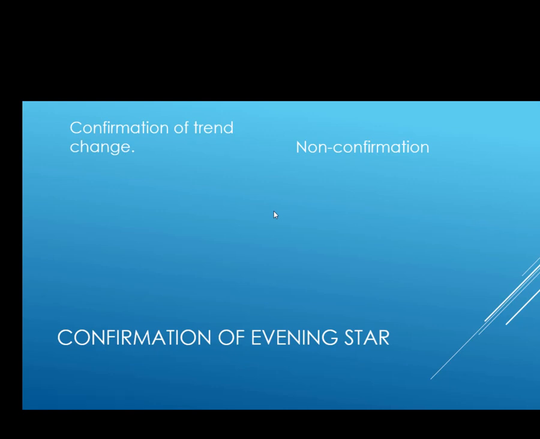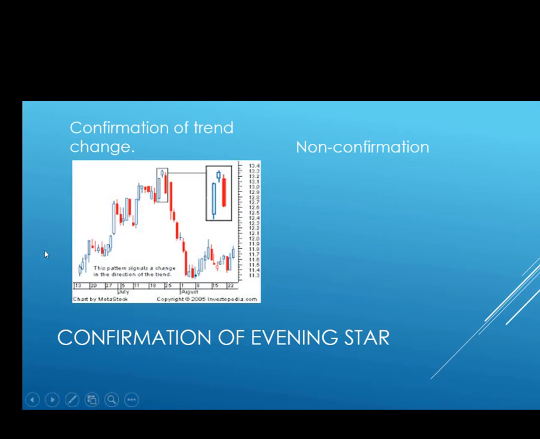Here's an example of the confirmation of a trend change. So in this case, we see that we have the evening star, a very short candle between two other candles. They're in reverse pattern of each other. Here's a little more defined view to help us see that. Then immediately following that, we see that we had a decline in the stock. So in this case, this was an indicator of a trend change.